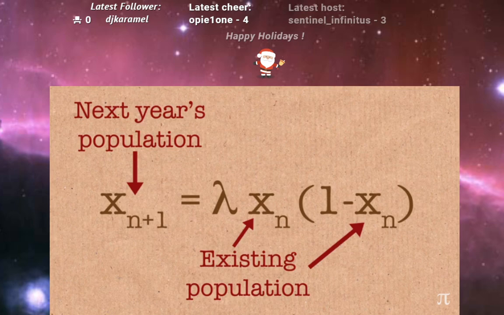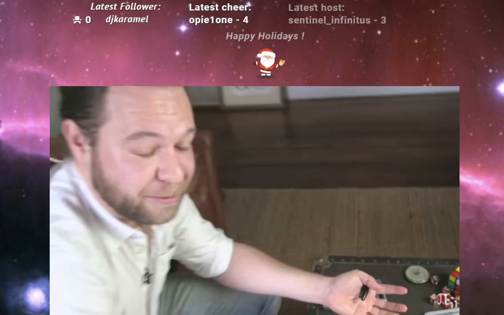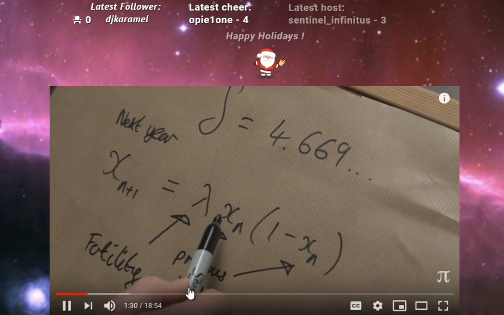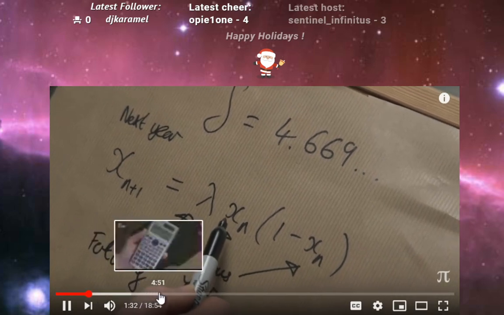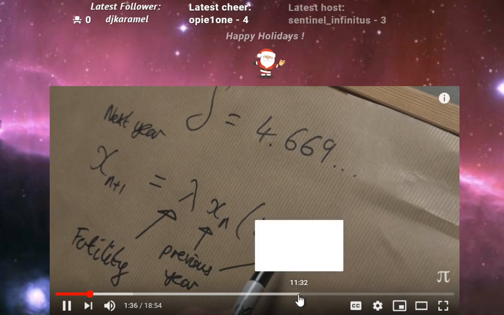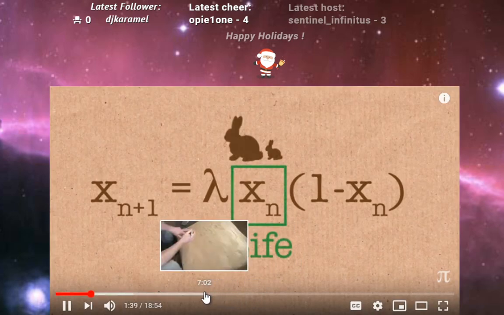And then the important number here is this lambda. It's like the fertility. So if this is high, these things are going to breed. That was the R number in the last video. If it's 0, they're not going to breed at all. And changing this number is what the biologists were using to model different populations. If the previous year's population is high, you'd expect the next one to be high. So you're multiplying by the previous year's population. But also if it's too high, they're going to run out of food. So that's where you do 1 minus the previous population. So this is the breeding, and this is the starvation.